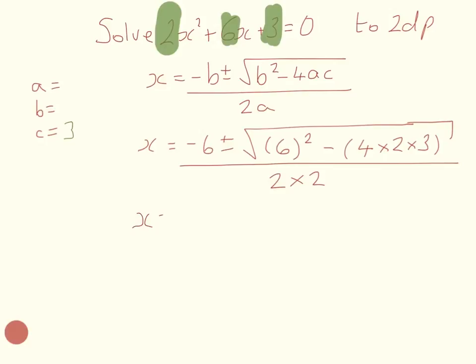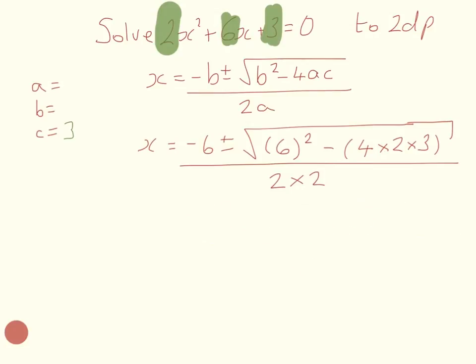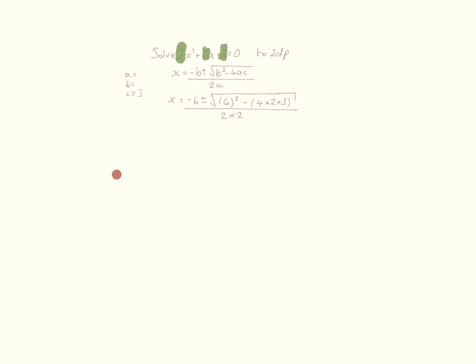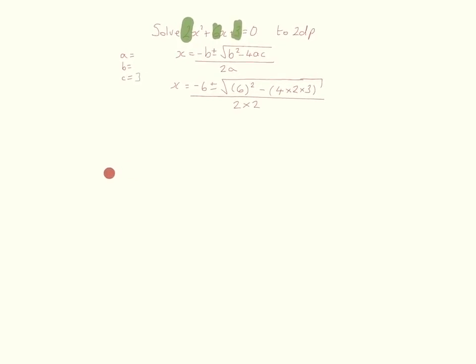Now we're just going to simplify it a little bit. Minus 6 plus or minus the square root of 6 squared is 36. And we're taking away 4 times 2 times 3. So 4 times 2 is 8, times 3 is 24. And that's divided by 4. Just for the sake of space, I'm going to make this a wee bit smaller.